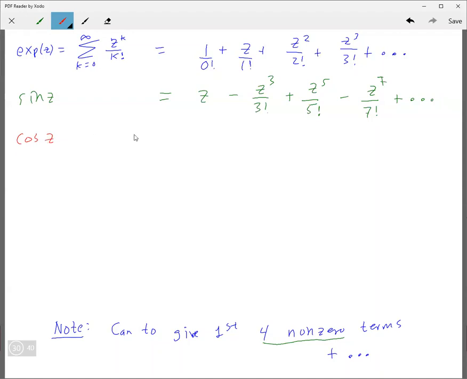Cosine z. You guys remember what that one is? It starts out with a 1 instead of a z, and then minus z squared over 2 factorial plus z to the 4th over 4 factorial minus z to the 6th over 6 factorial plus dot dot dot.